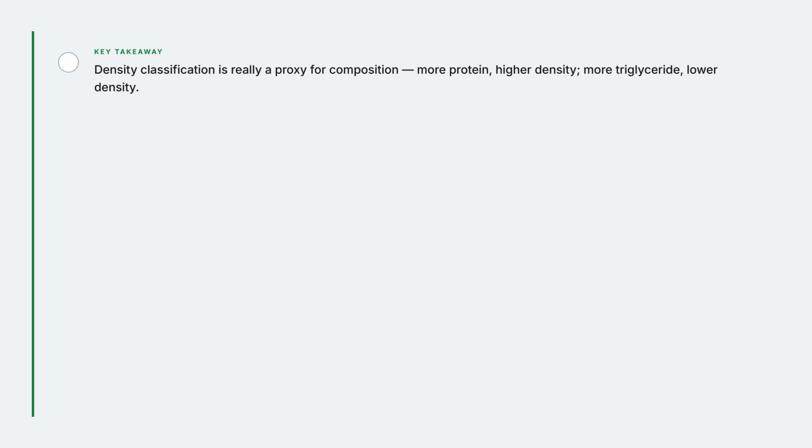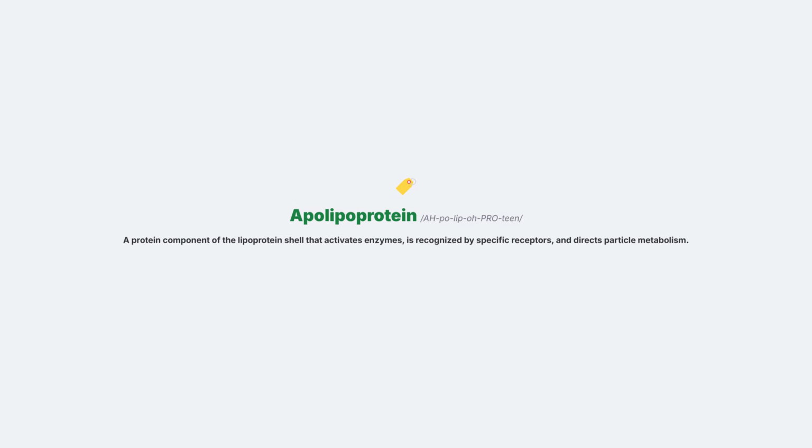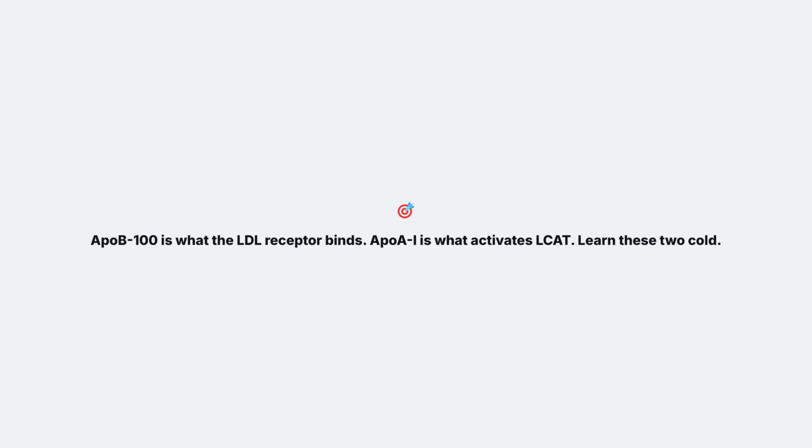So before any function or pathway, get this structural foundation locked: a lipid core, an amphipathic shell, and a density classification that's really just a proxy for composition. Apolipoproteins do far more than hold the shell together. They're functional tags. They activate enzymes, they're recognized by specific receptors, and they determine exactly how a particle is metabolized and cleared. Four apolipoproteins carry the overwhelming majority of exam weight.